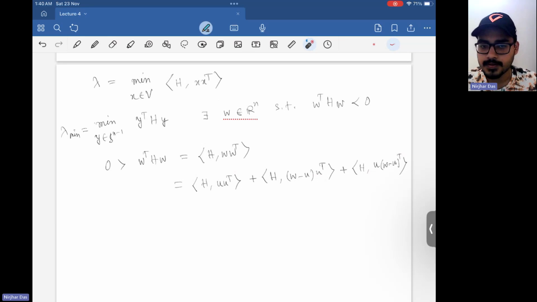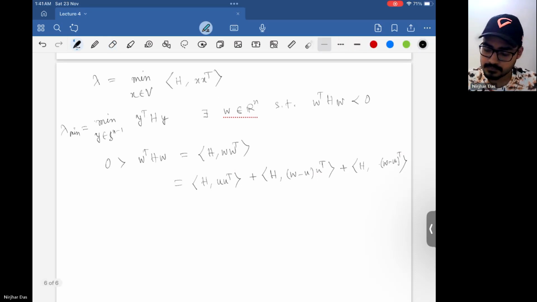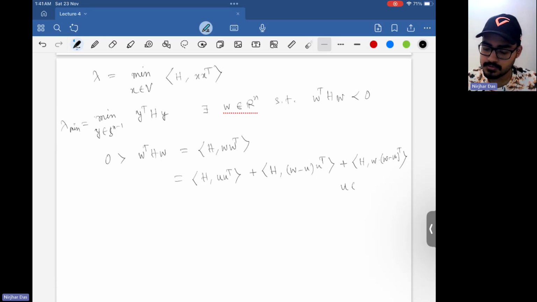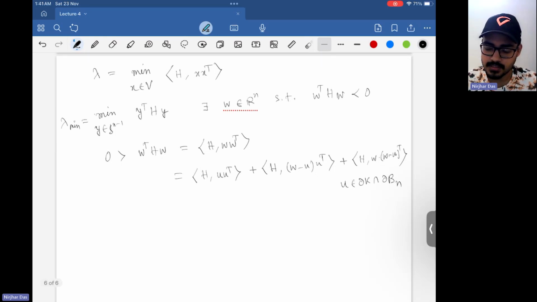We will be left with, there was a mistake here, this should be w. So we'll be left with w transpose Hw, which is the same as what we started with. And now the interesting thing to note is that let's choose U to lie in the contact point set. So this first quantity, we know is greater than alpha. And the second two quantities, we know they are greater than 2 times H of w minus u times the norm of u.